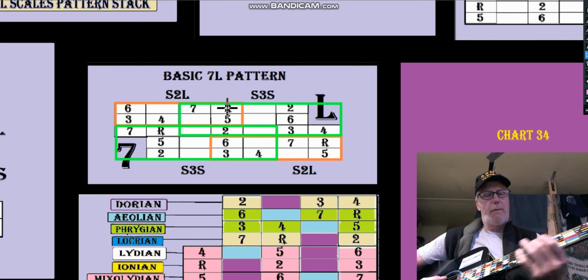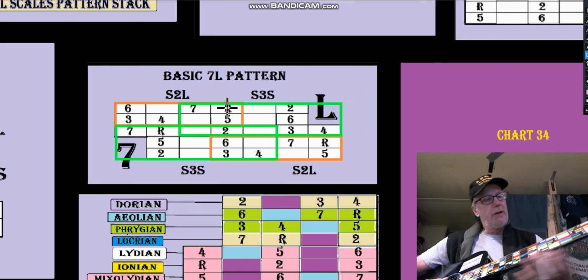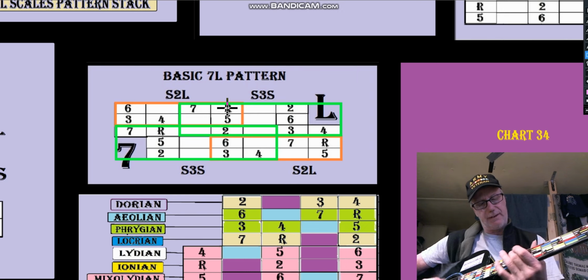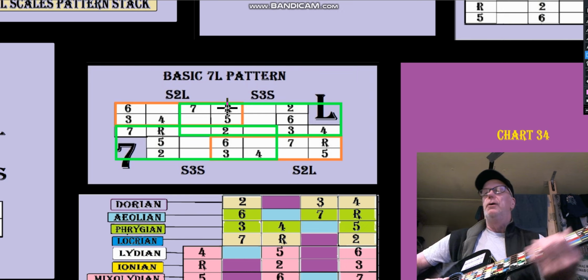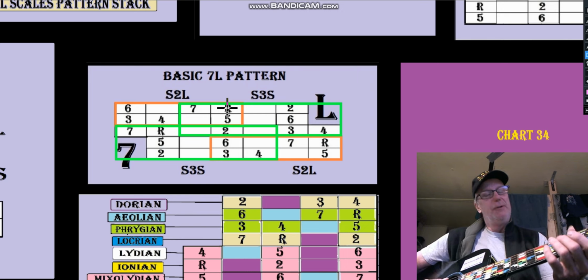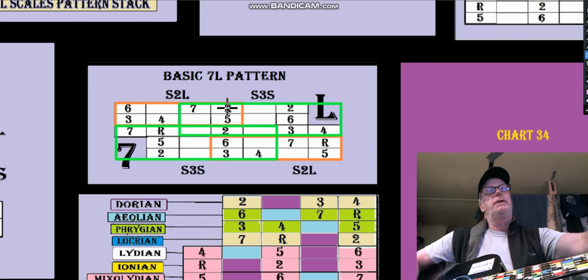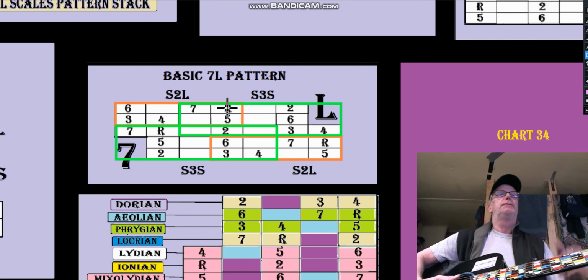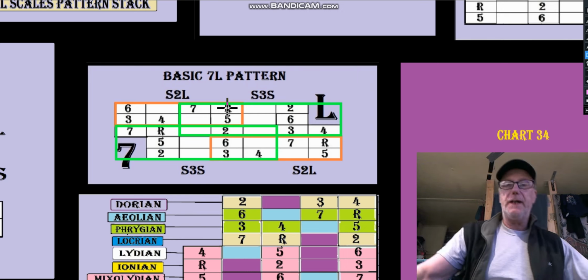Alright, so from E to this E is 12 semitones. 1, 2, 3, 4, 5, 6, 7, 8, 9, 10, 11, 12. We're not counting those. We're counting scale members: 1, 2, 3, 4, 5, 5, 4, 3, 2, 1. Okay? That kind of thing. That's the way it's set up.